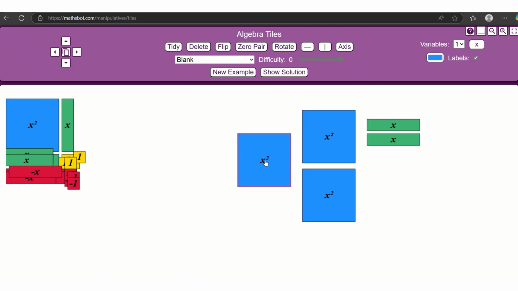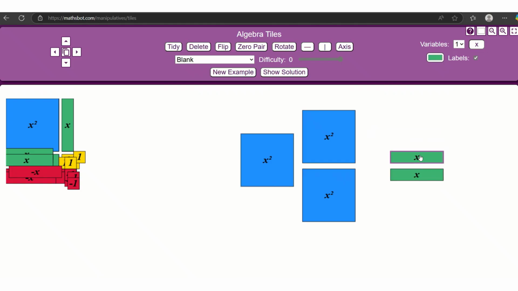And what I'm left with is 3x squared plus 2x. So 3x squared plus 2x. And that is my answer to that first problem. So that's how you would do that adding. Okay, so you just model each of your polynomials, dump them into one pile, and then look for those zero pairs.